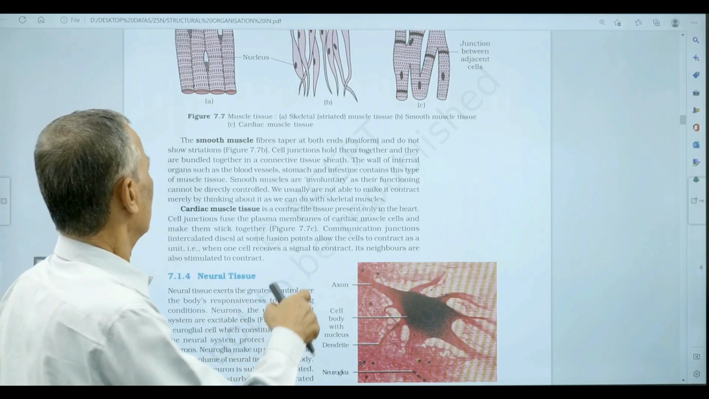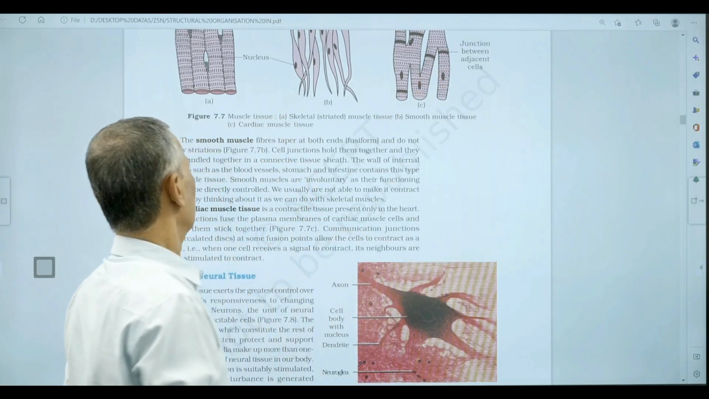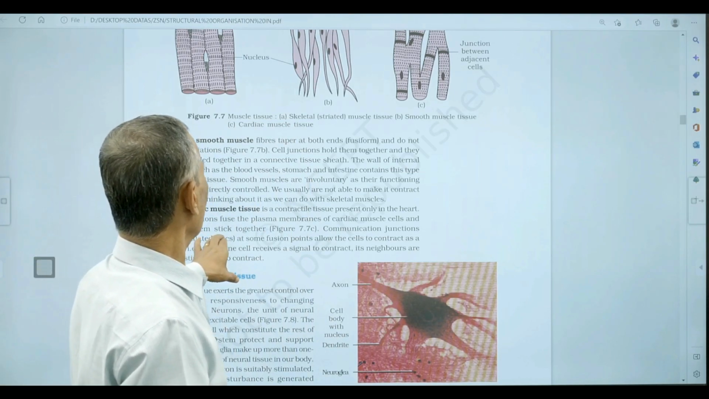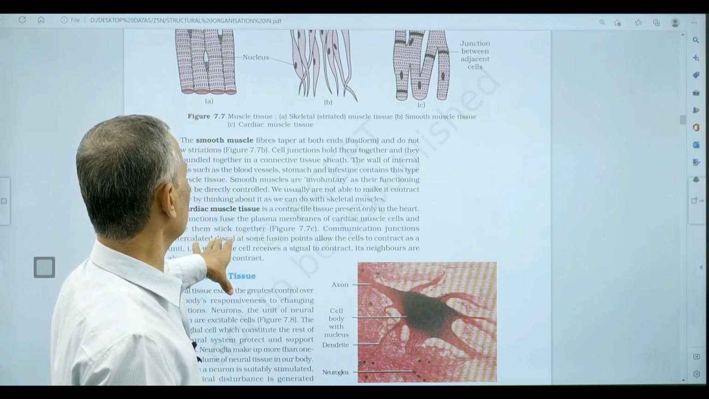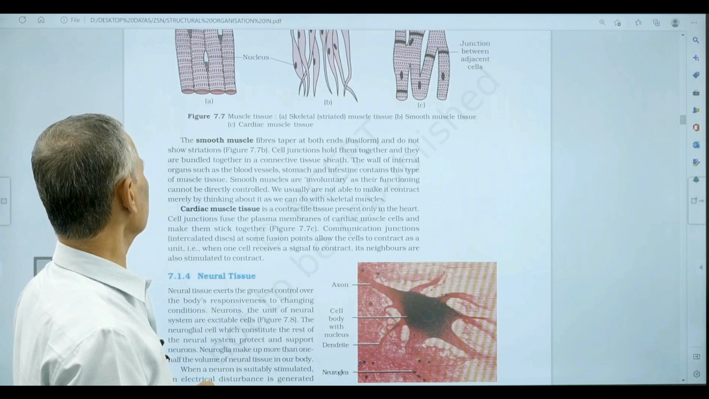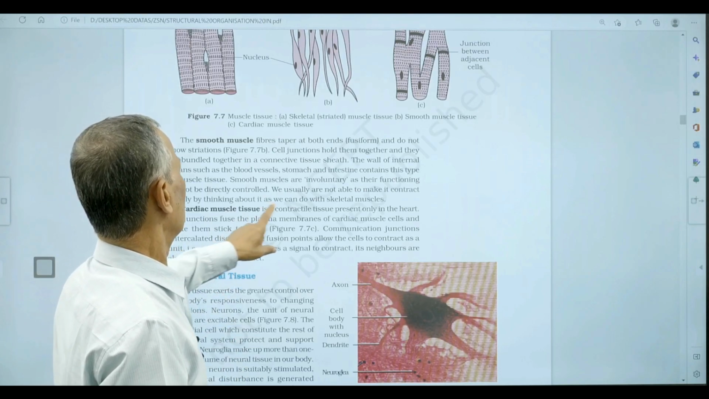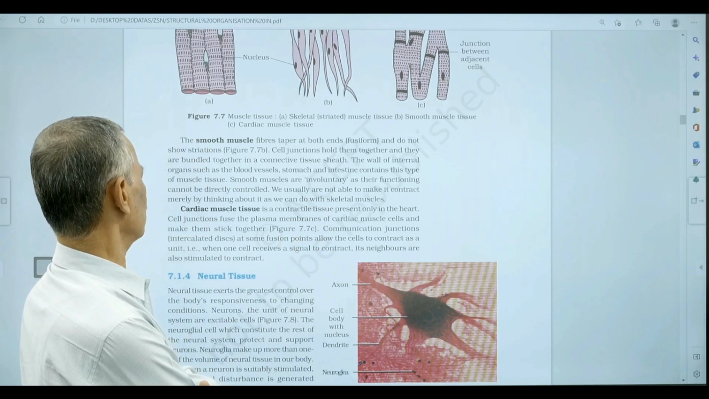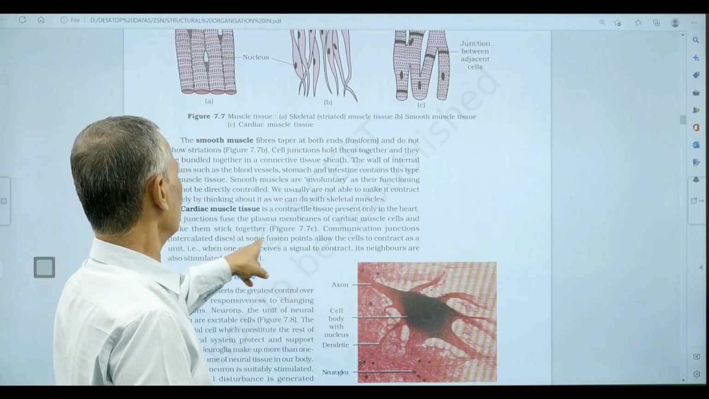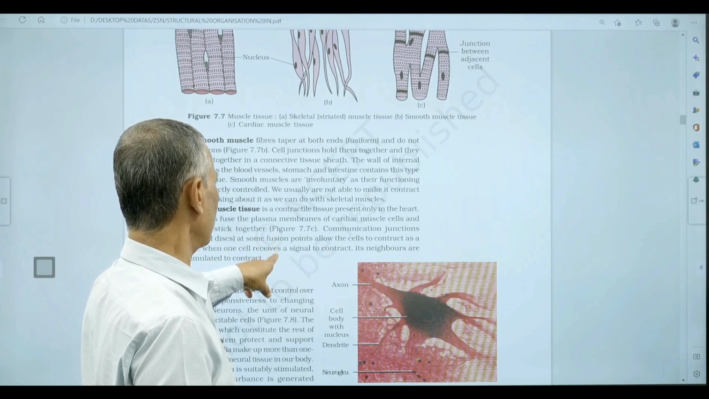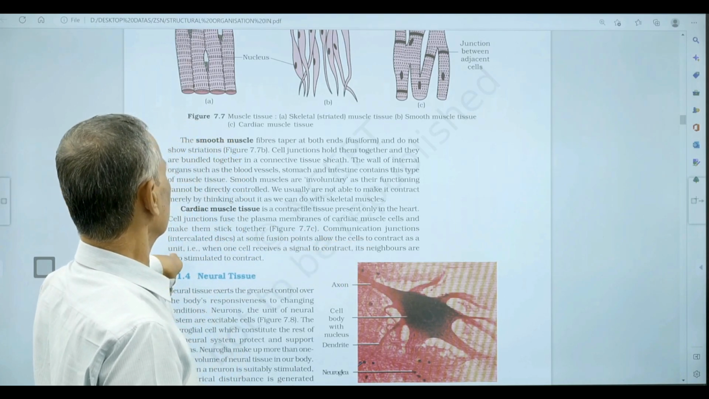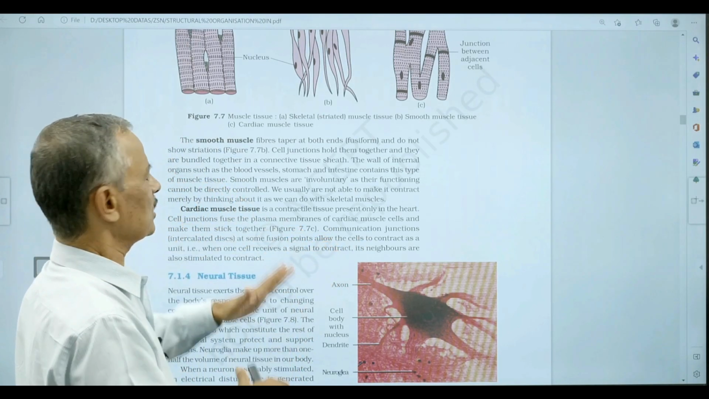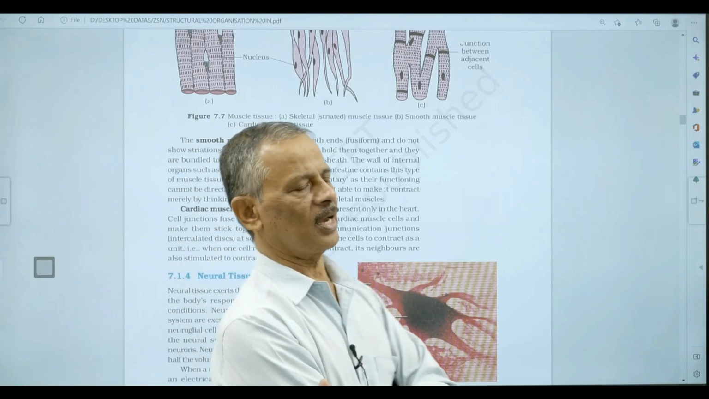At the point of contact, there is some fusion of plasma membrane that makes them stick together. These structures, called intercalated discs, help in easy transmission of signals; they act as communication junctions. They are the point where fusion of plasma membrane has occurred and allow the cells to contract as a unit, because the signal passes through them very quickly. Such structures are called intercalated discs.